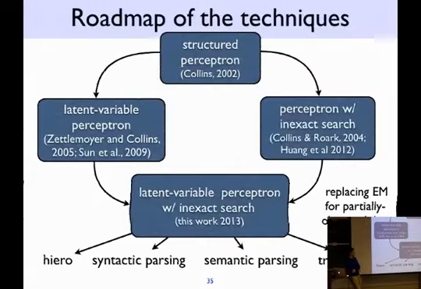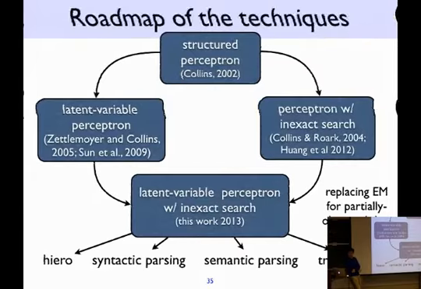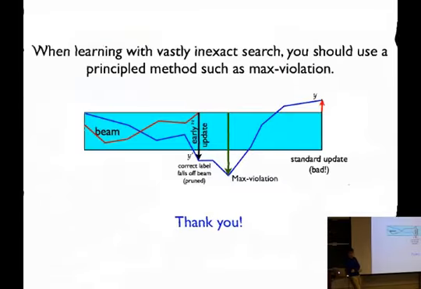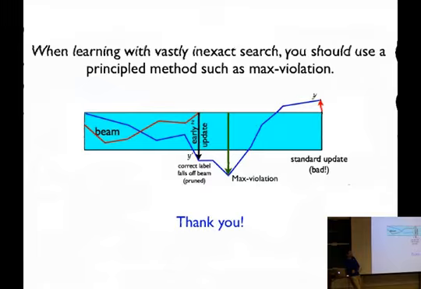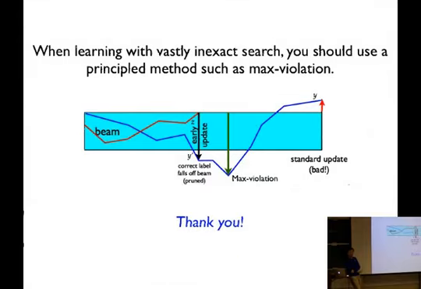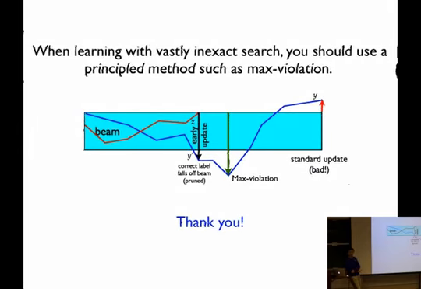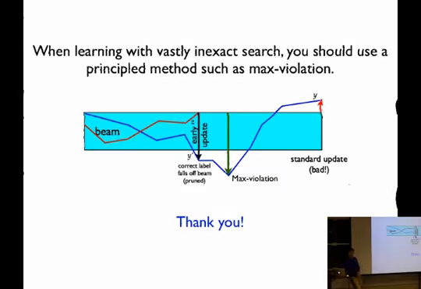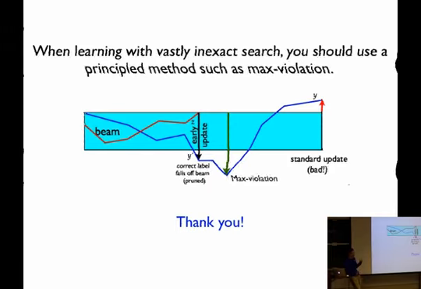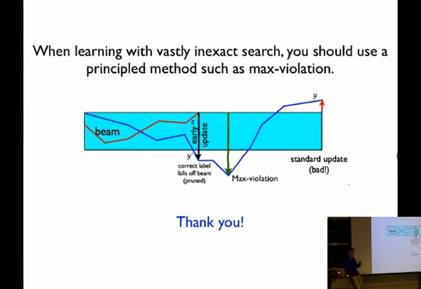But even that is a lot. Okay, so to conclude, the take-home message is that if your learning is vastly inexact, like beam search or whatever, then you have to use some principled learning methods like max violation. So you cannot just use perceptron as a black box and say, I don't touch the decoder. To really fix the problem of the decoder, to fix the search error, you have to open the decoder and kind of couple learning and the search together.